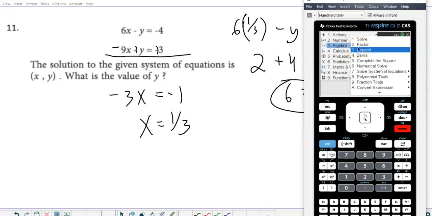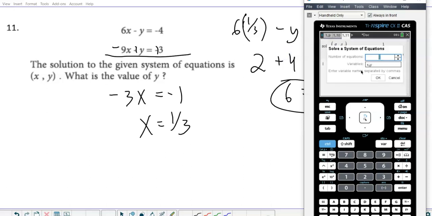So if you hit menu on the calculator page, solve systems, and it says x and y, so I'm going to default to that. So 6x minus y equals -4, and 9x, and that was minus y, I believe, equals -3. Equation. You get 1/3 and 6.